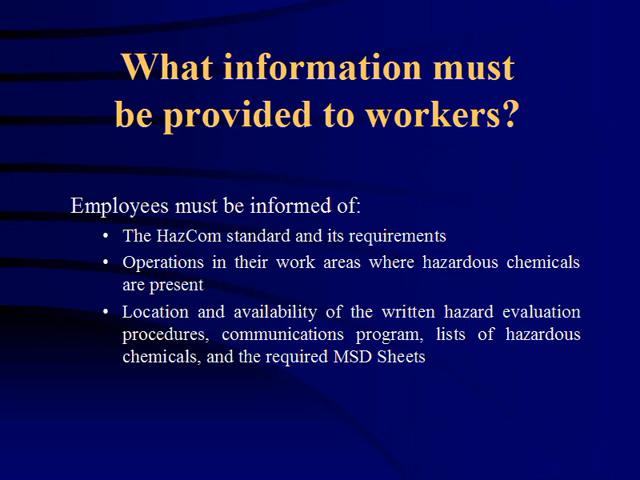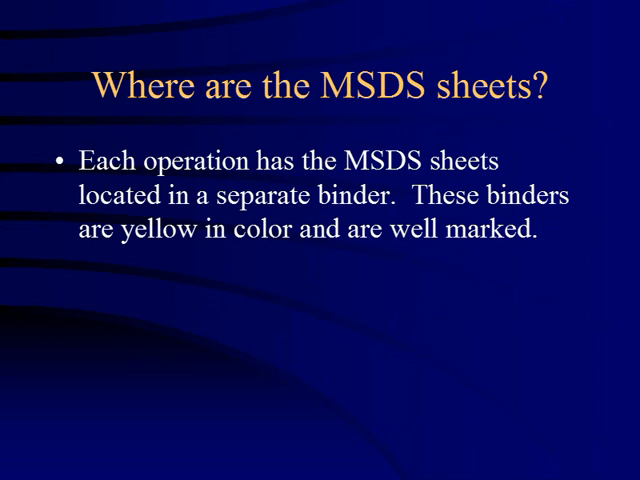All employees must be informed of the HazCom standard and its requirements, operations in their work areas where hazardous chemicals are present, the location and availability of written hazard evaluation procedures, communication program, lists of hazardous chemicals, and the required MSDS sheets. Each operation has MSDS sheets located in a separate binder. These binders are generally yellow in color and are well marked. MSDS sheets are provided by the manufacturer and are required to be placed in the MSDS binder prior to any chemicals being used.